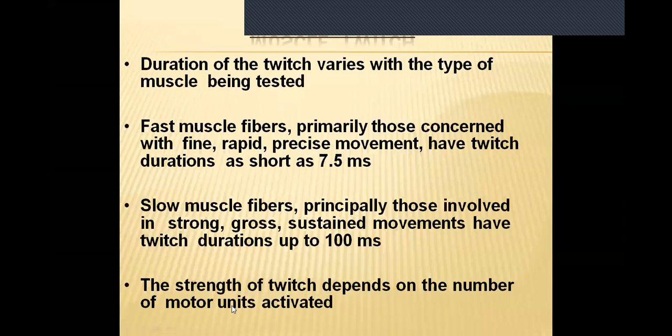Say, for example, you are picking up a single paper from the ground. To pick that paper, you need very little energy. In such cases, only a few motor units in your hands will be activated. In another example, you are about to lift 50 kilograms of weight onto your shoulder. A lot of energy is required. In such cases, almost all motor units present in the muscles of your hand will be activated. So the strength of the twitch depends on how many motor units are activated.